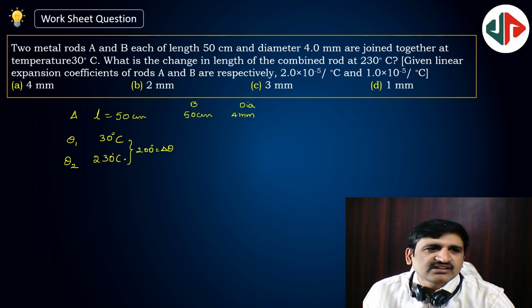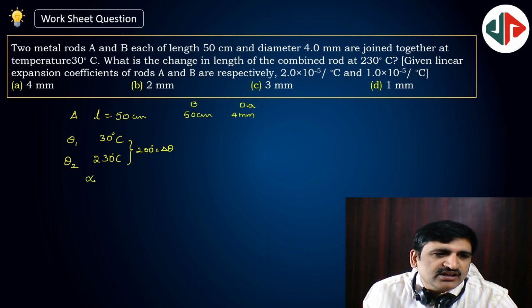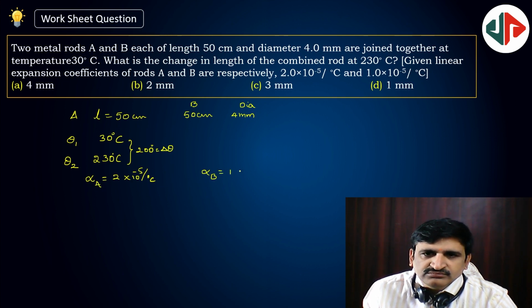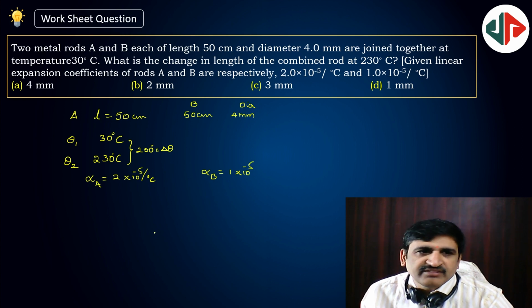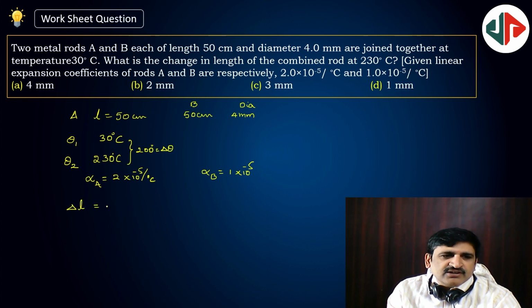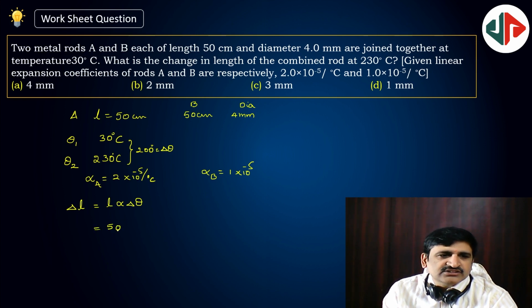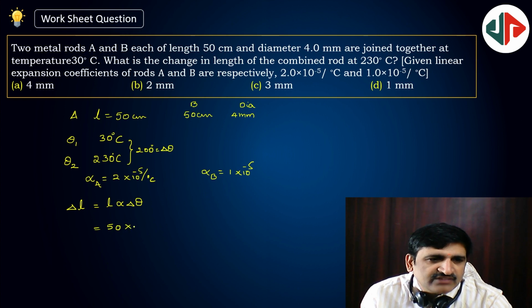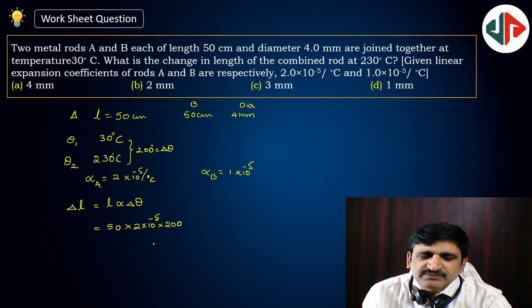Next. Linear expansion coefficients are given. Alpha of the first one is 2 into 10 to the power of minus 5 per degree Celsius. The other one, alpha B, is 1 into 10 to the power of minus 5. What is the change in length? Delta L is equal to L alpha delta theta. L is 50 centimeter, so the answer will come in centimeter. Alpha value 2 into 10 to the power of minus 5, temperature difference 200. This is for the first one.